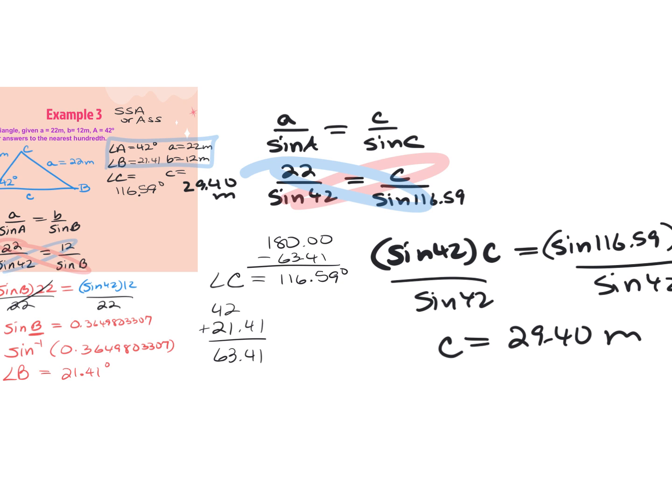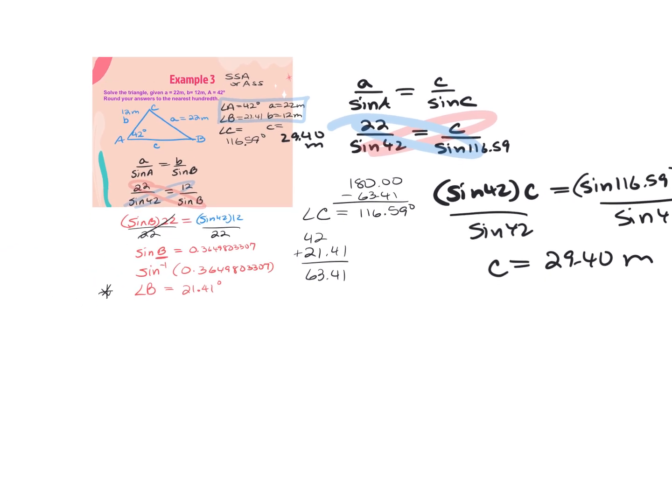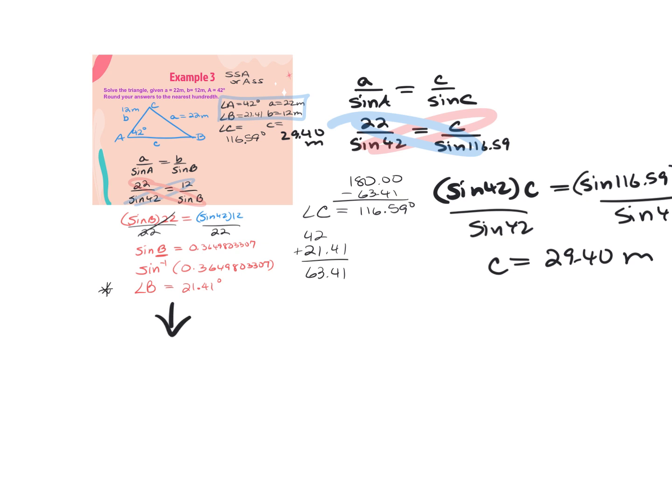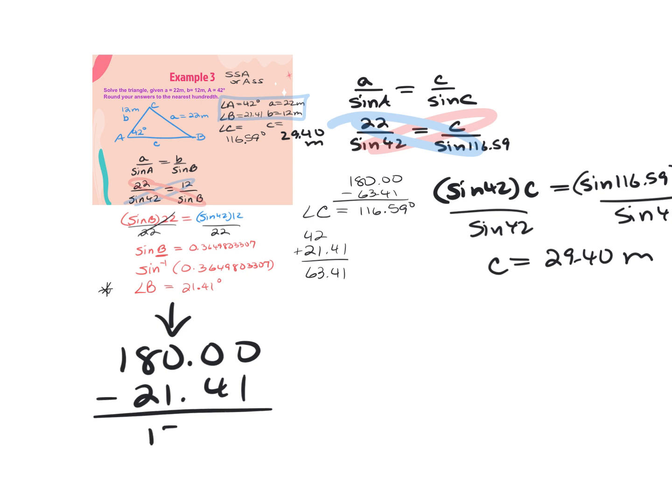Now I have to do the check to see, is there a second triangle? And the way that you're going to do that is you're going to go back to this first angle you found. What I'm going to do is subtract that angle from 180, so 21.41, and then I get 158.59. Now, when I add this to my other given angle, if it stays under 180, then this is my second angle B. But if it goes over 180, there is not a second triangle.